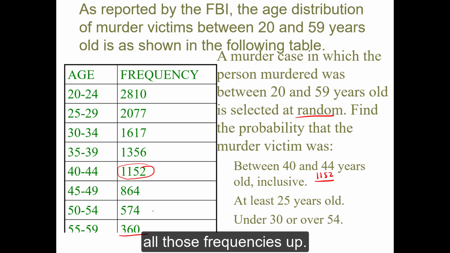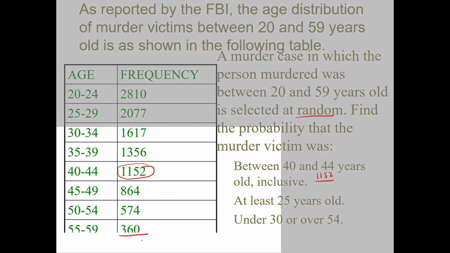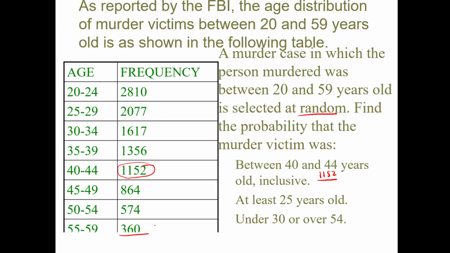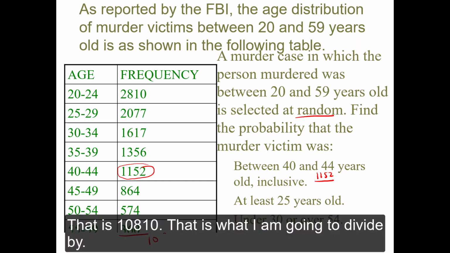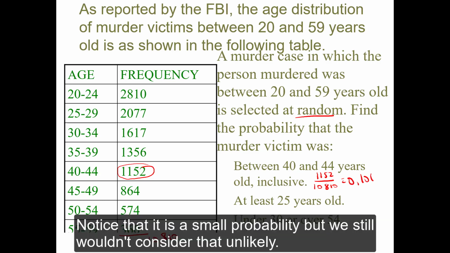So let's see. I think I remember it, but I'm just going to check my work really quick. You might hear me punching on my calculator. All right, yep. So if I add that up, that's 10,810. So that's what I'm going to divide by. So I have 1,152 divided by 10,810, and that is 0.1066. Notice that it is a small probability, but we wouldn't consider that unlikely.